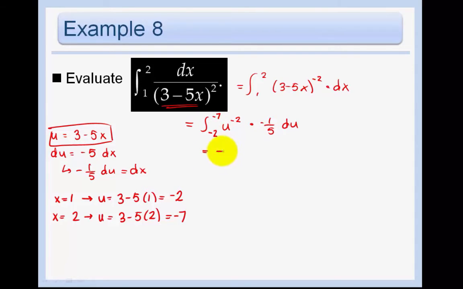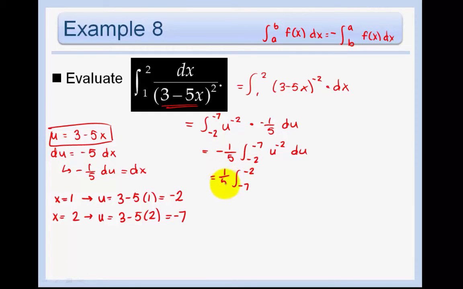Let's just first take out our constant. So if you'll remember from the previous section that the integral from a to b of f of x dx is the same as negative the integral from b to a of f of x dx, because I'm going in the other direction. Just go ahead and do the same here. So we'll switch these bounds to negative 7 to negative 2, and we'll multiply by negative 1, so I just get a positive 1/5.